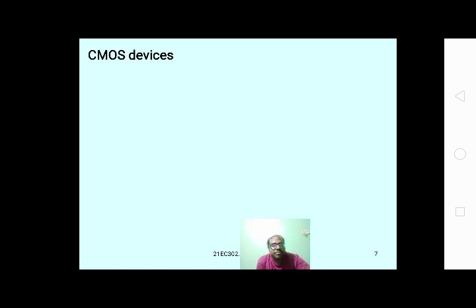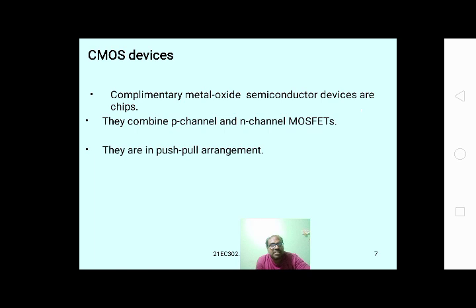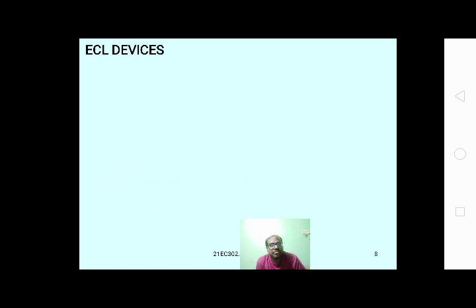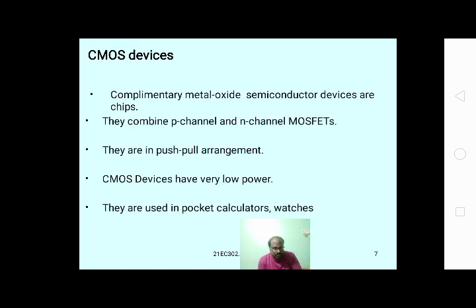Next, CMOS devices. Now going for CMOS devices here. CMOS specifically stands for complementary metal oxide semiconductor devices. It consists of both N-channel and P-channel MOS transistors arranged in a complementary connection.